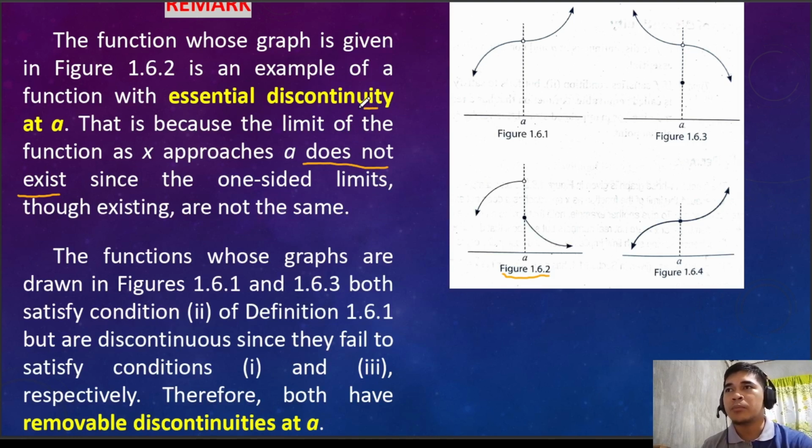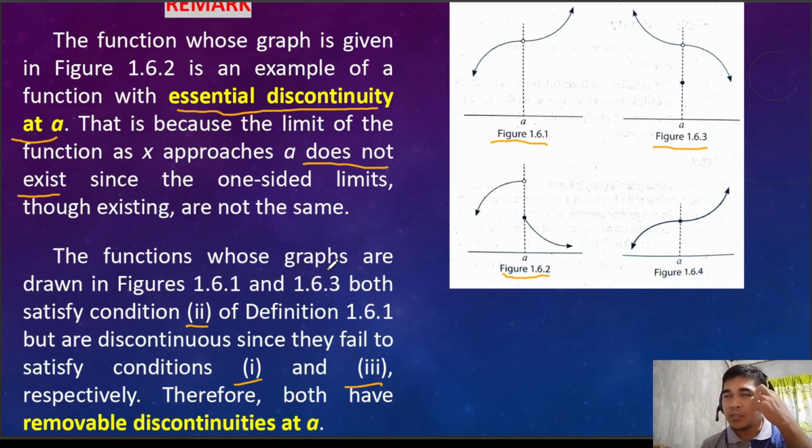Tapos yung figure 1.6.1 at figure 1.6.3, they belong to removable discontinuities at a. Because they satisfy condition 2, there's a limit, pero they are discontinuous since they fail to satisfy condition 1 and condition 3. Ito yung itsura ng tinatawag nating discontinuity or removable discontinuity at A.